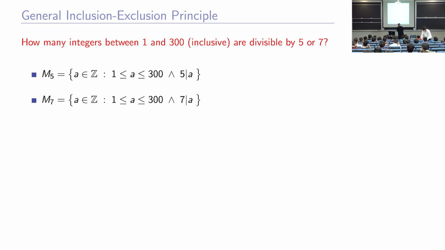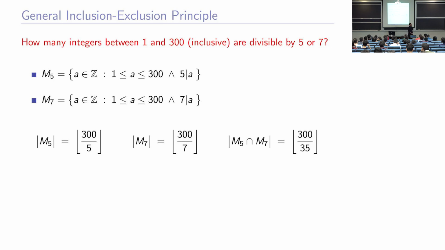Does it make sense? So we define sets M5 and M7. These are multiples of 5 and multiples of 7. See how they are defined? Those integers between 1 and 300 that are divisible by 7, right? 7 divides those integers, so we collect them all. So the size of M5 is 300 divided by 5. The floor of it doesn't really make a difference, because it's an integer. The size of M7 is the floor of 300 divided by 7.